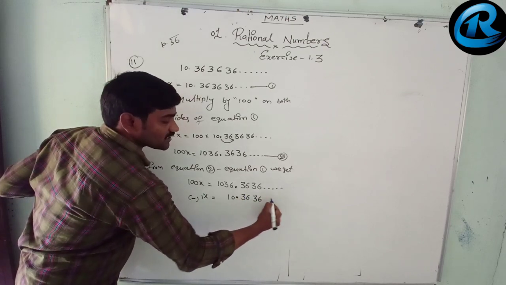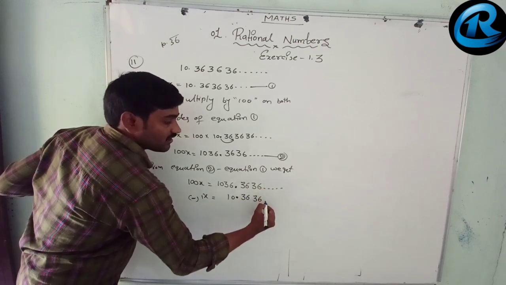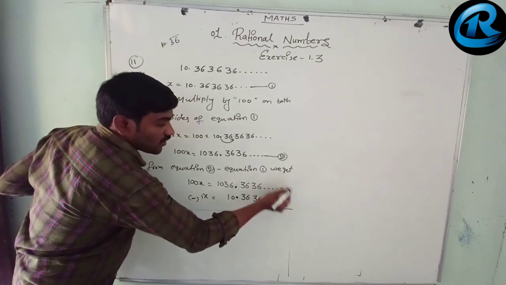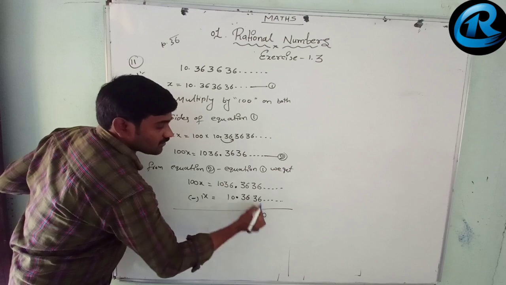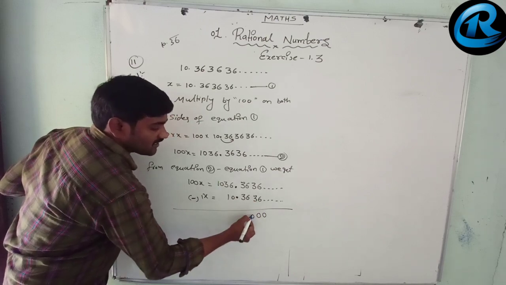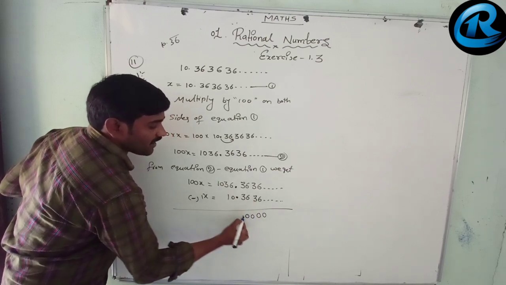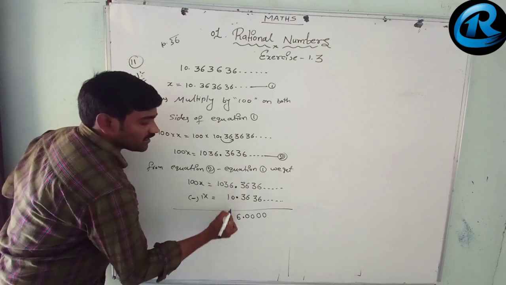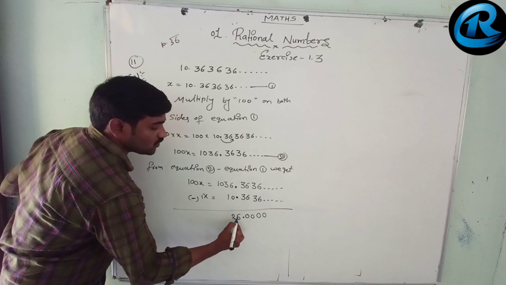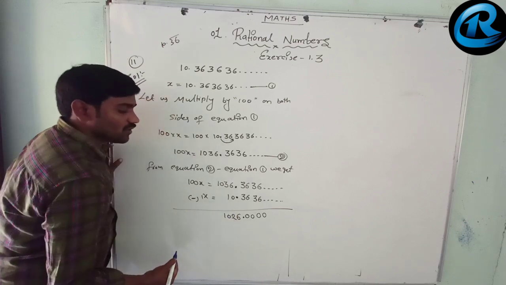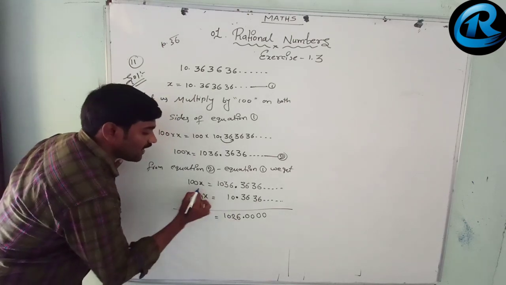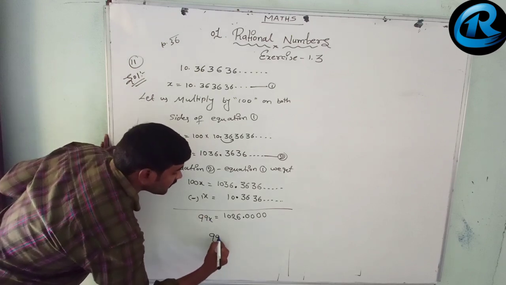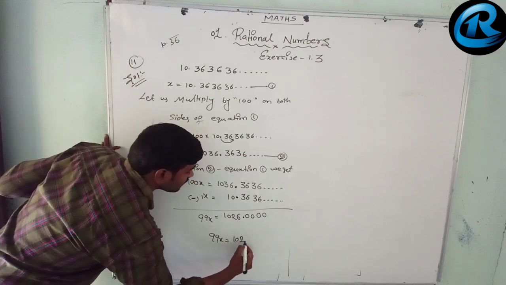If you write 36 here, you should write 36 here too. Why? Because these dots all represent 36. So this all becomes 0. 6 minus 6 is 0, 3 minus 3 is 0, 6 minus 6 is 0, 3 minus 3 is 0. Point 6 minus 0 is 6, 3 minus 1 is 2. That is 1026 equals 100x minus 1x, which is 99x. So we get 99x equal to 1026.